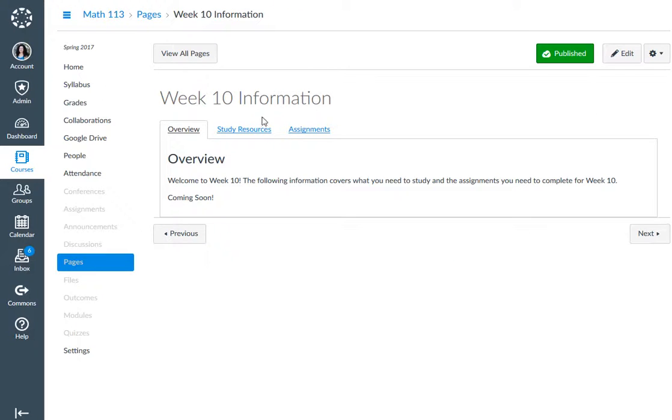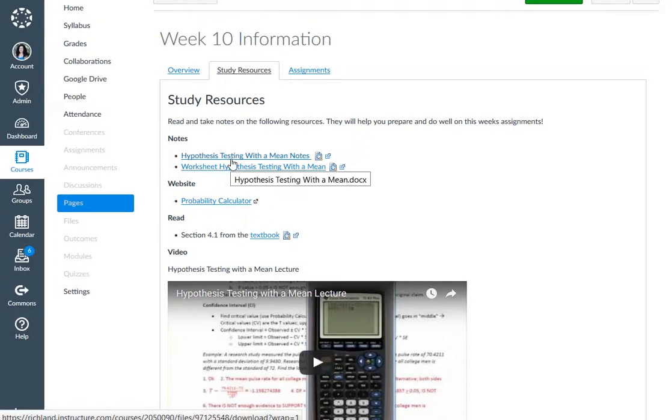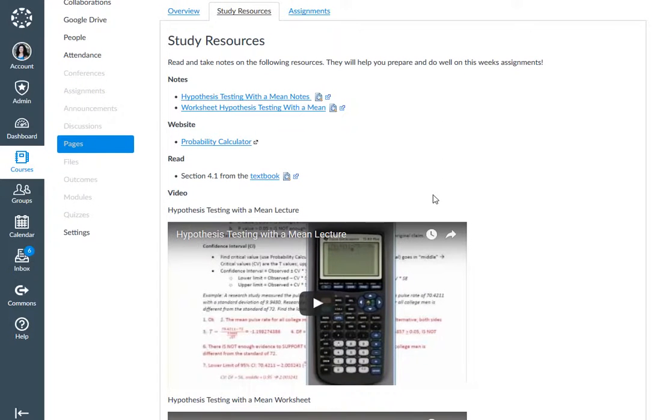So looking at week 10, your study resources. We're going to start looking at hypothesis testing with a mean, and your hypothesis testing with a mean worksheet is here. It's kind of similar to one proportion testing, except the difference is we have an actual mean. Instead of categories, we're dealing with actual numbers. That's the biggest difference here.